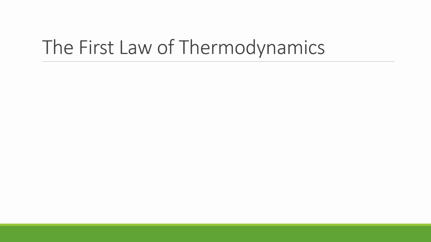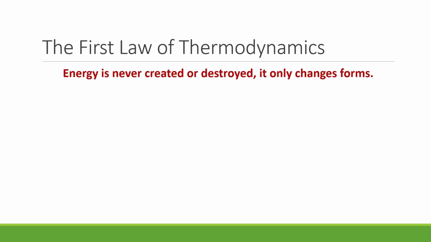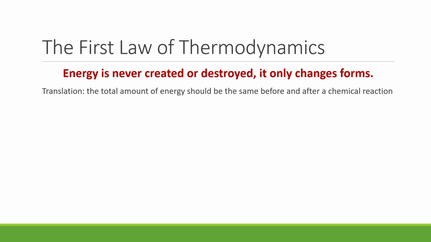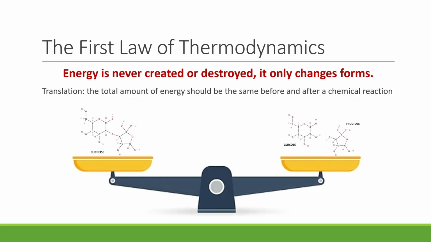Our first stop is, naturally, the first law of thermodynamics, which states that energy is never created or destroyed, it only changes forms. To put this another way, the total amount of energy should be the same before and after a chemical reaction takes place. So if we were to look at the amount of energy stored in a molecule of sucrose, which you can see on the left side of my little scale here, and then compare it to the energy after it undergoes breakdown into glucose and fructose, which you can see on the right side of the scale, it is balanced because the 2 amounts of energy should be equal.